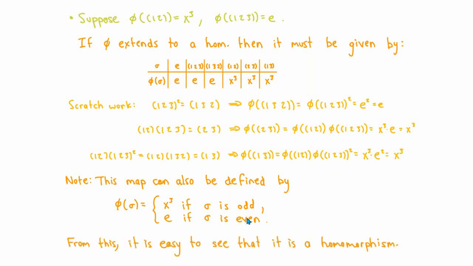Well, using the fact that an odd times an odd is an even permutation, an odd times an even is an odd permutation, and an even times an even is an even permutation, it's easy to check that this is a homomorphism. So we conclude that the choice phi of (1 2) equals x cubed and phi of (1 2 3) equals the identity does extend to a homomorphism from S3 to C6.